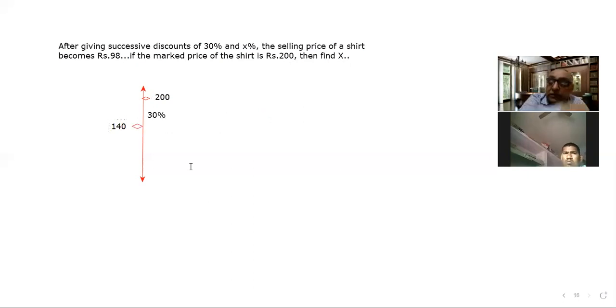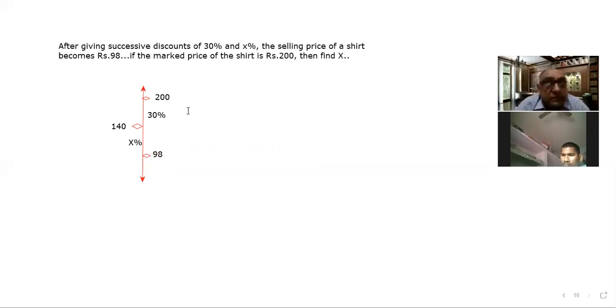200 minus 30% is equal to 140, right? Now the next discount offered by the shopkeeper, we can say, is X%. So X% of 140, meaning 140 minus X%, is equal to 98, which is the final price.